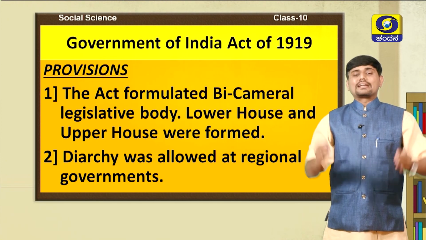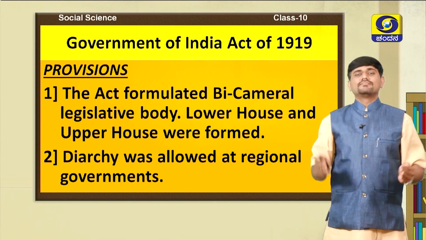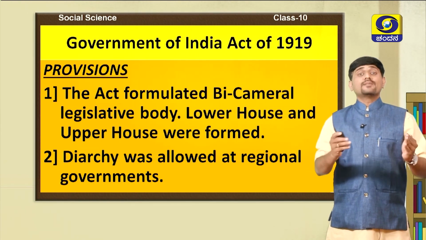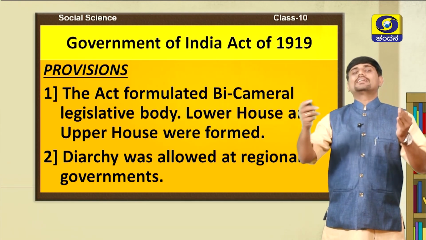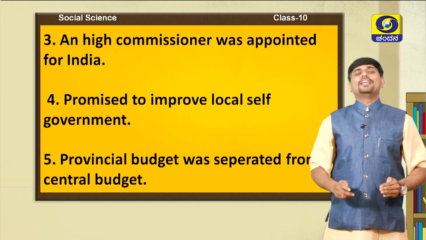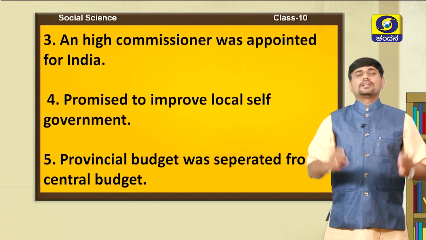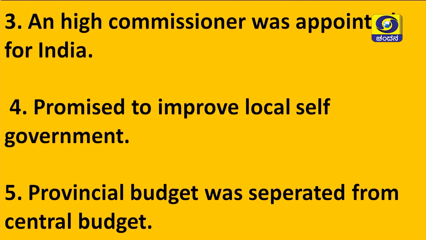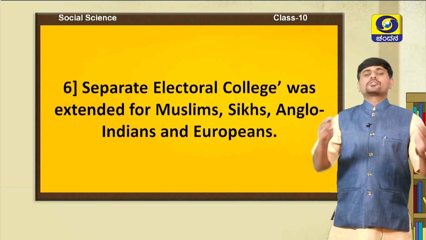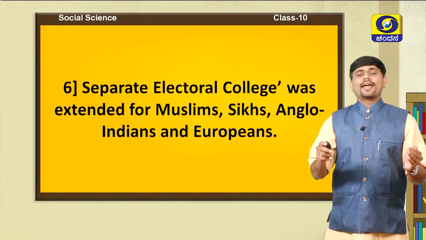Diarchy was allowed at regional governments. Diarchy: the meaning of the word here is di, two, archy, administration. Two types of administration were allowed at the regional governments. After that, a High Commissioner was appointed for India to assist the British government. The act also promised to improve local self-government. The provincial budget was separated from the central budget. A separate electoral college was extended for Muslims, Sikhs, Anglo-Indians and Europeans.